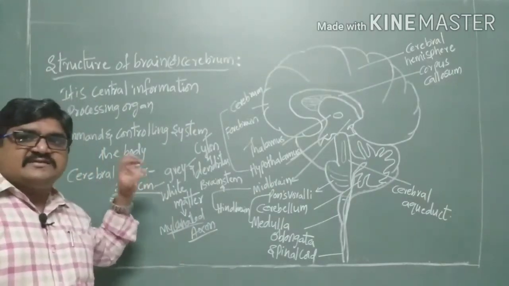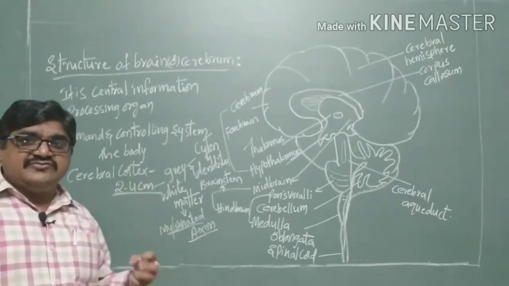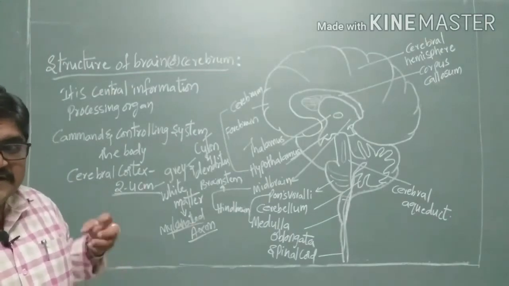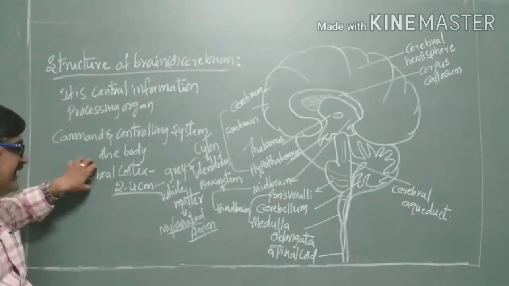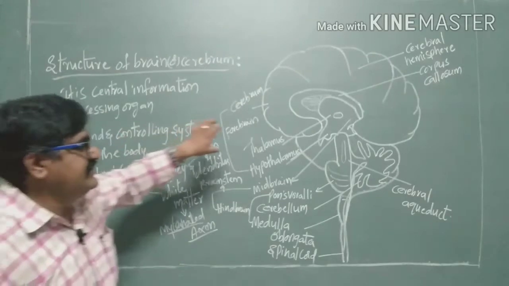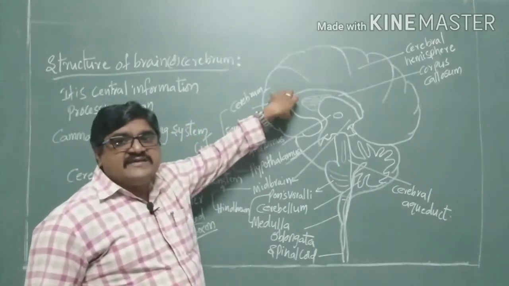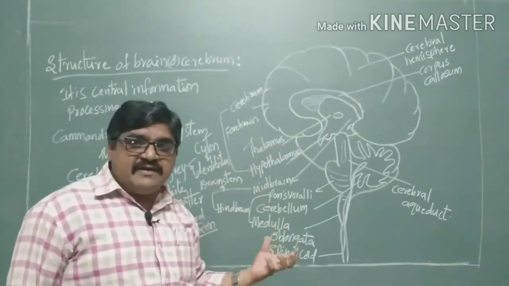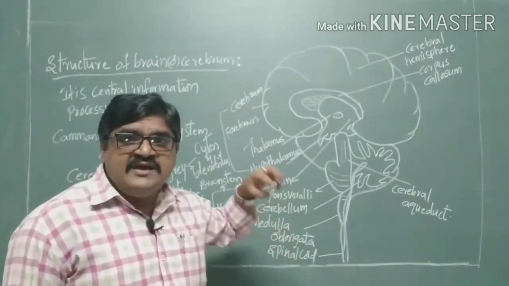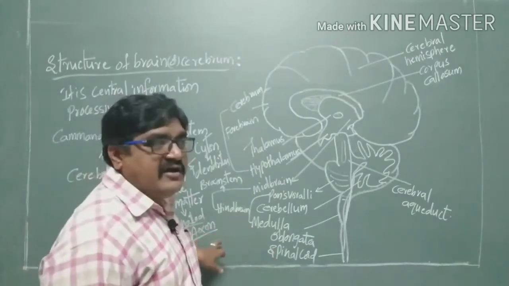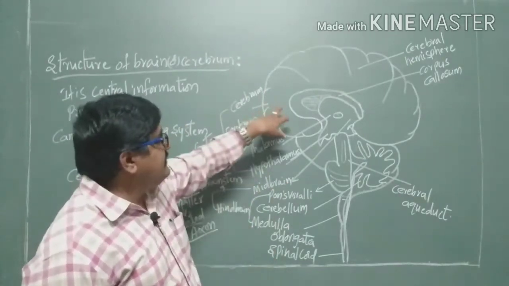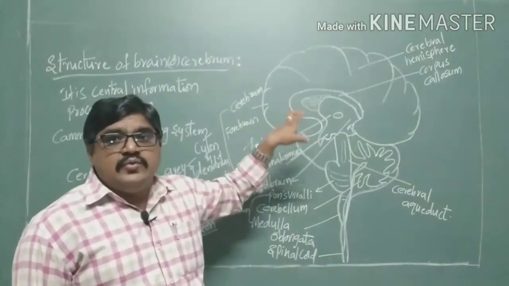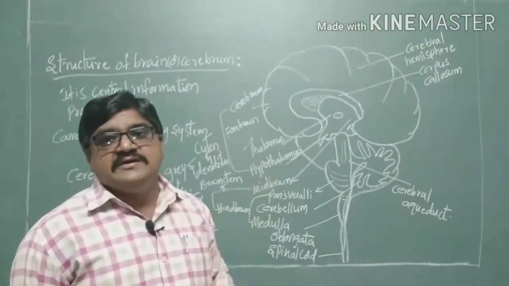The cerebral cortex is covered by gray as well as white matter, with a thickness of 2 to 4 centimeters. Such a region is called the cerebral cortex. The outer surface is occupied by the gray matter and the inner surface is occupied by the white matter. The cerebral cortex is differentiated into two cerebral hemispheres.